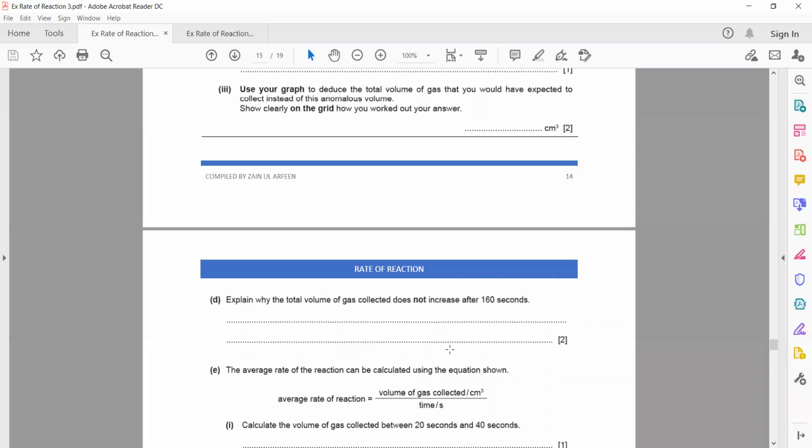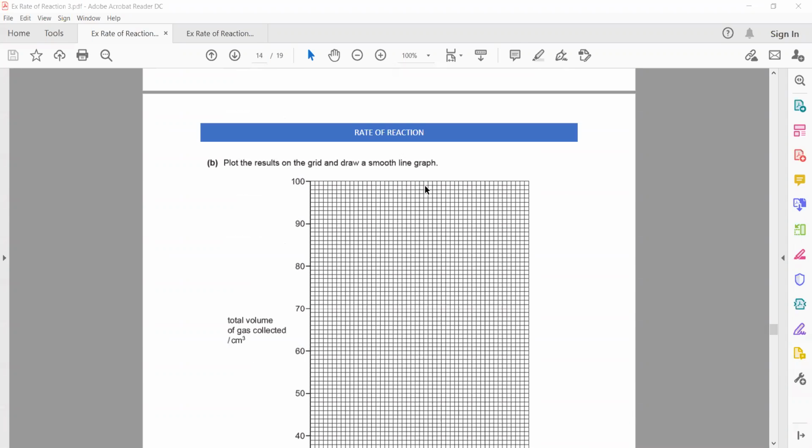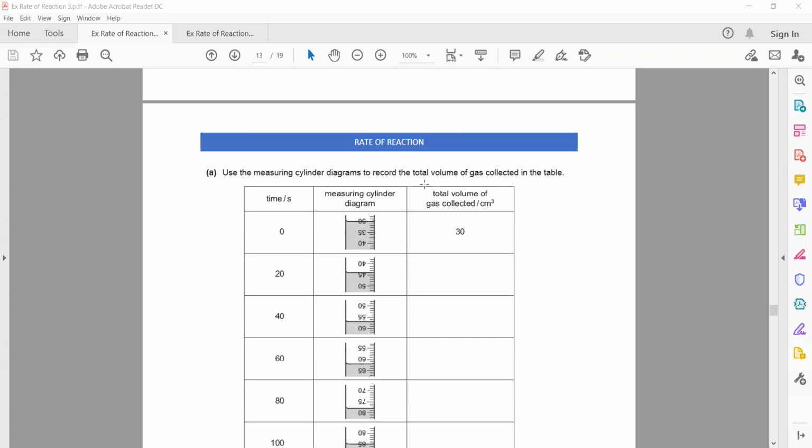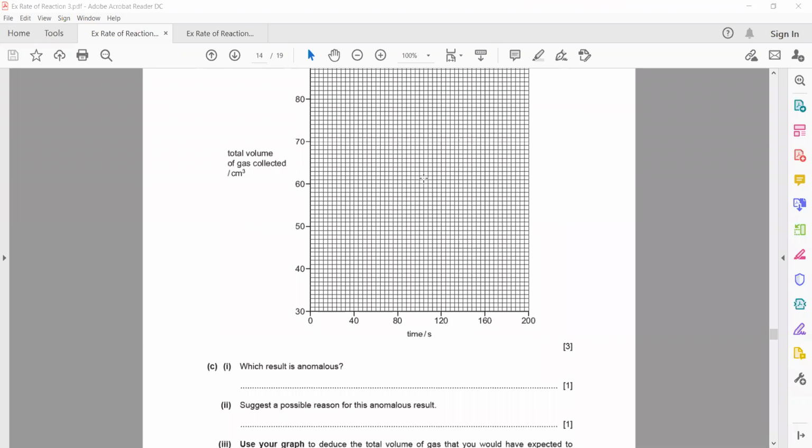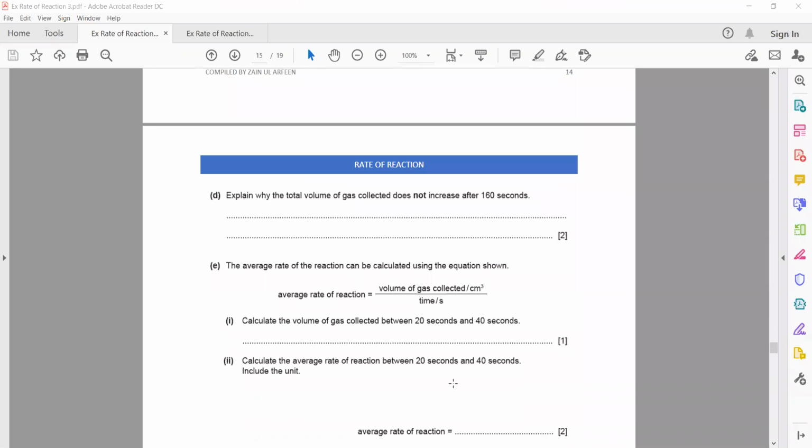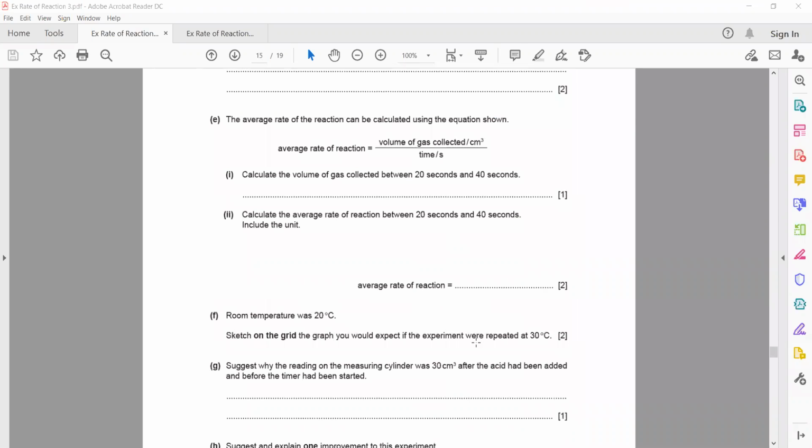And this was 4C. B3 was there. B was a graph and actually it was C3. Then 4G part.